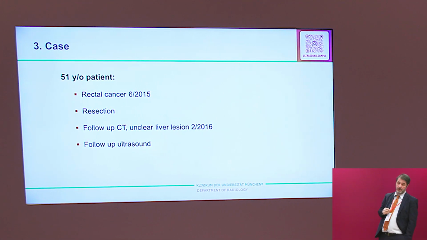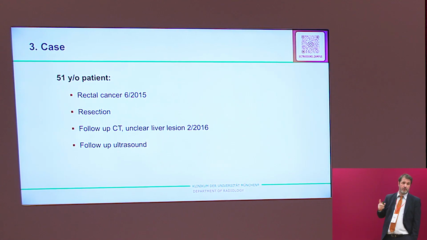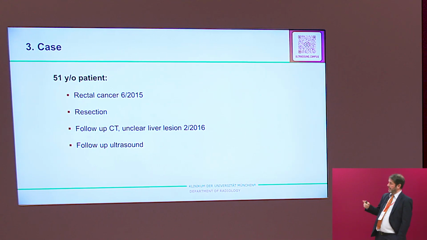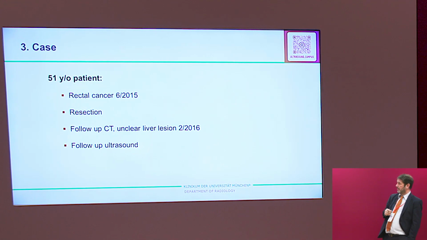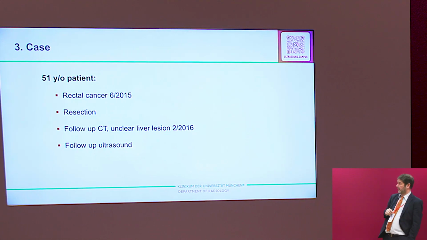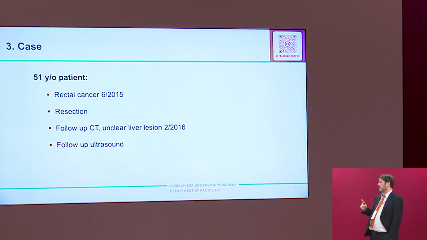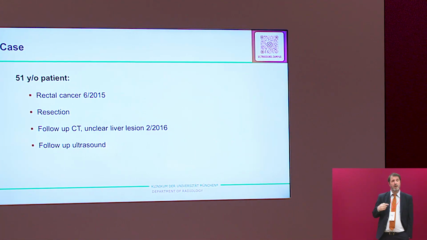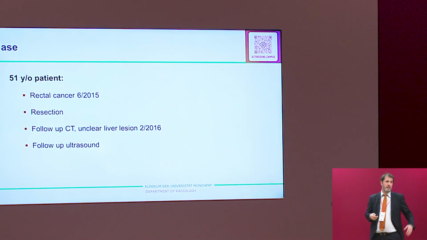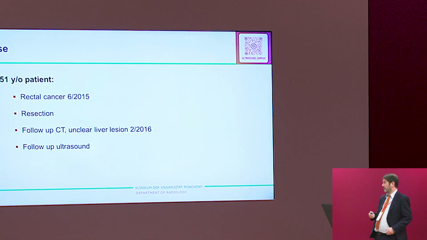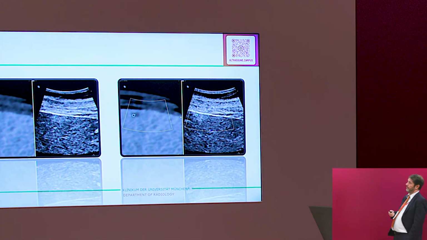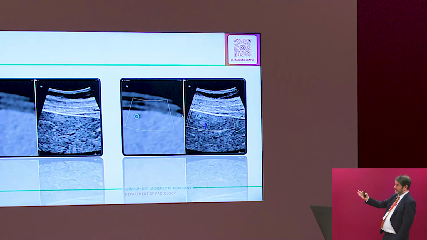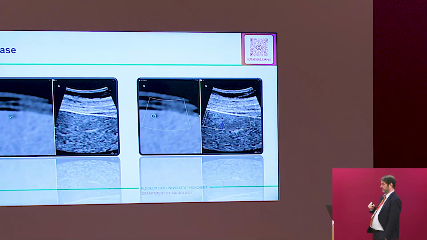This patient got colorectal cancer in June of 2015. This patient underwent surgery. There was an unclear lesion detected in CT half a year later, in 2016. Then they come back for ultrasound, and we should tell them what kind of lesion it is. Is it a mass or maybe something else? So you see side by side the CT and the ultrasound.